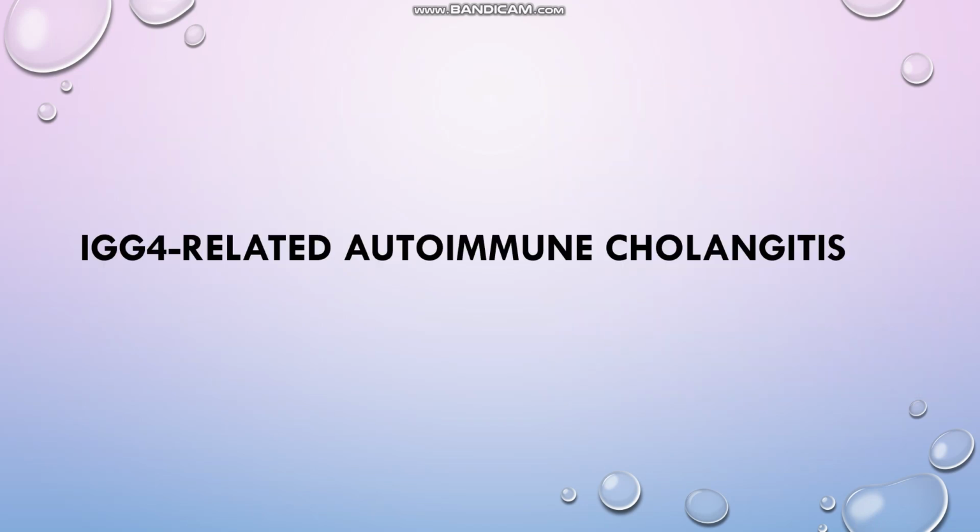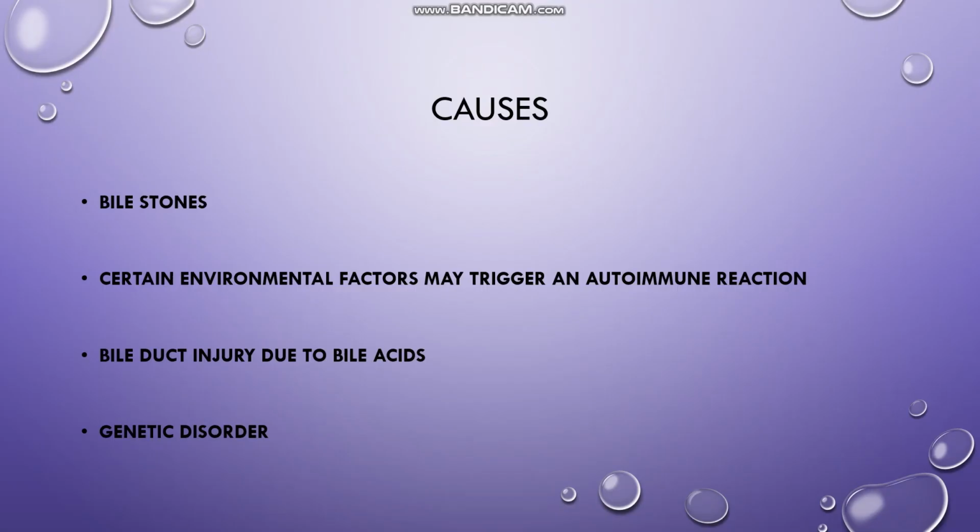Now, the fourth one is IgG4 autoimmune cholangitis. This type of cholangitis is caused by the abnormal overregulation of the immune system. It is very common in middle-aged to elderly individuals and is seen more in males as compared to females. Normally, it affects multiple organs like sometimes the gallbladder, pancreas, lungs, kidneys, and bile ducts.